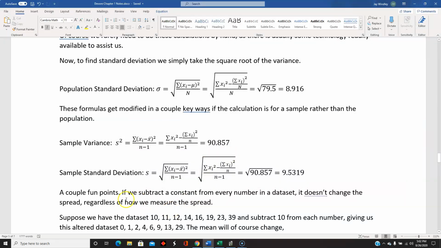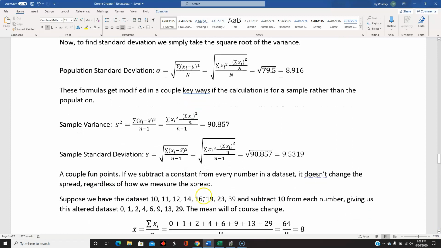A couple interesting points about variance and standard deviation. If you subtract a constant from every number in the data set, it doesn't change the spread, regardless of how we measure the spread. So for example, this data set we've been working with, the numbers 10 through 39. Suppose we subtract 10 from each number, giving us this new data set of 0 through 29.